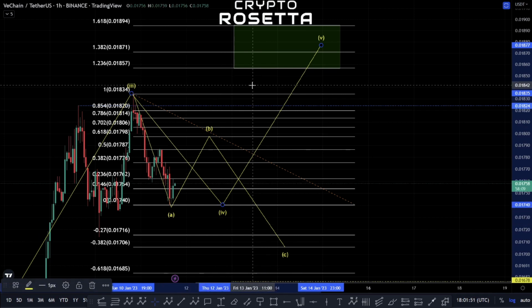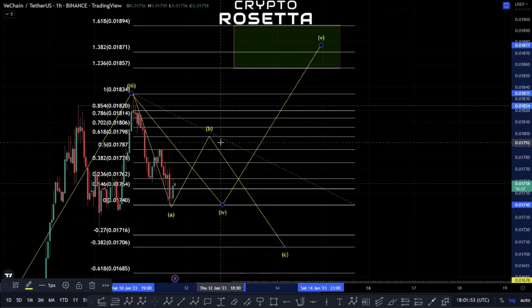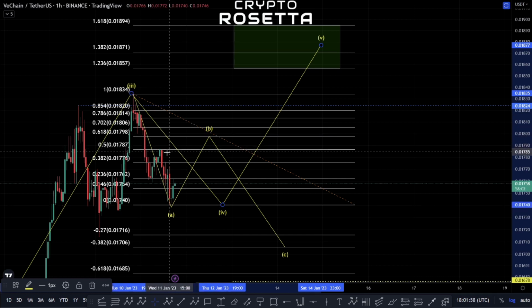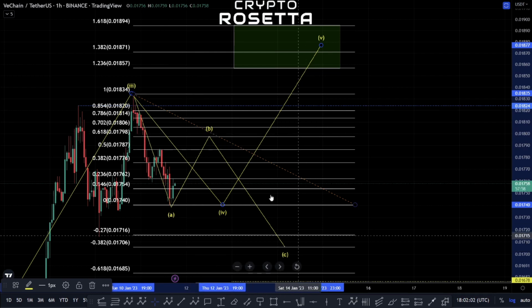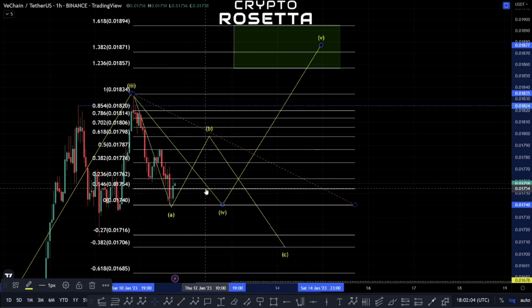So if we do break back above here, this would be the area I'm sort of looking to go into. However, if we do retrace up to the 618 or this 50%, retesting some of these zones, we could then look to this potential to have this C wave to the downside.